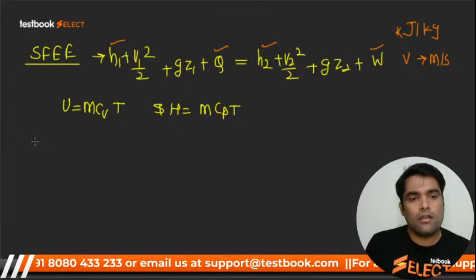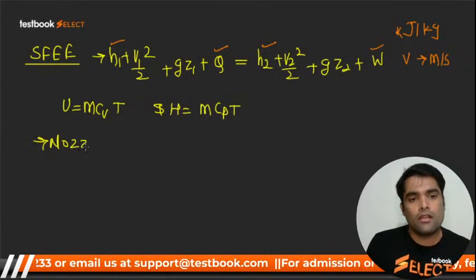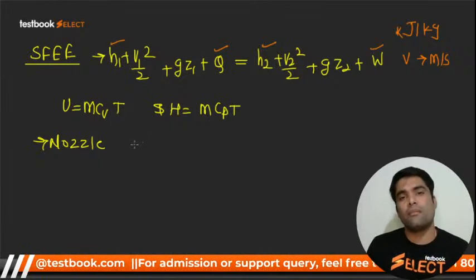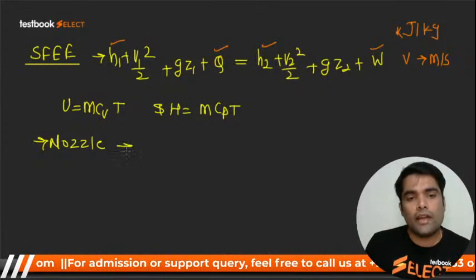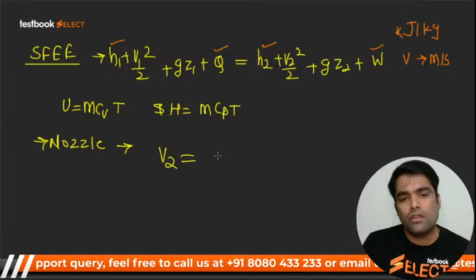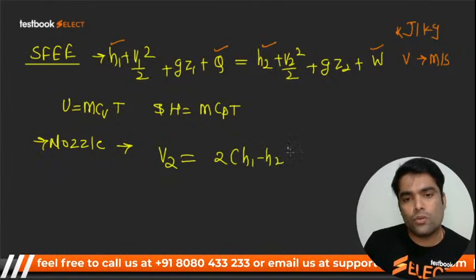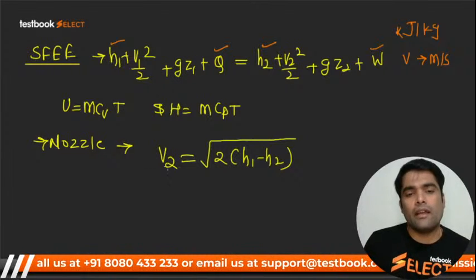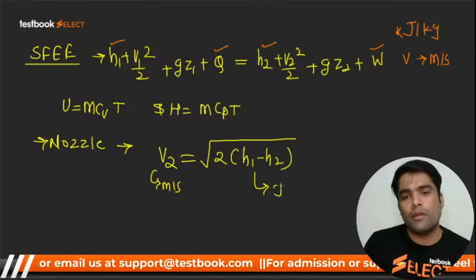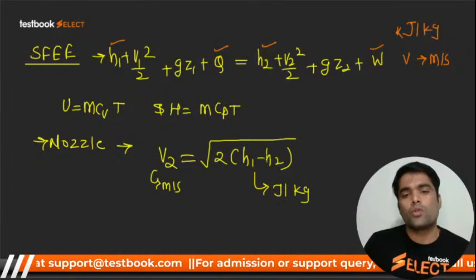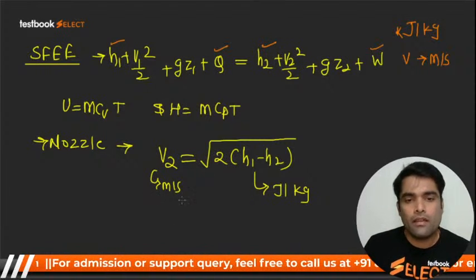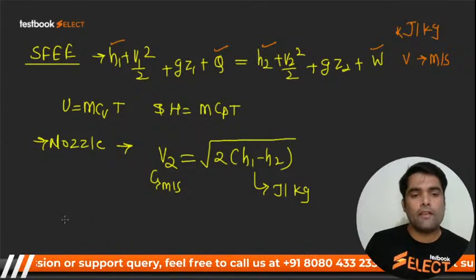If I apply it for nozzle, you know that nozzle has initial velocity quite less as compared to the final velocity. So we get the formula for V2 directly: V2 equals the square root of 2 into (H1 minus H2). Keep in mind that this V2 will be in meter per second only when H1 minus H2 is in joule per kg. If this is in kilojoule per kg, then you have to multiply it by 1000. Okay, remember. And when you apply for diffuser.